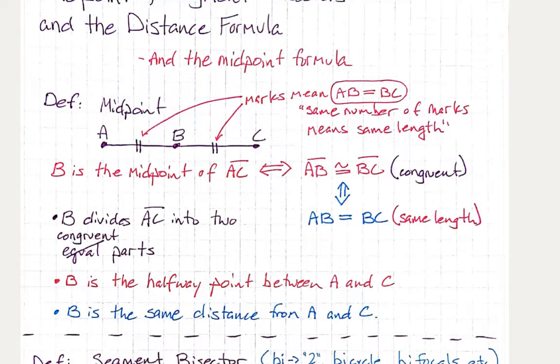The halfway point. And it means that B is the same distance from A and C. So from B to C, B to A, same distance. And the other thing to think about is that anytime you know one of these things about a point, if you know that B is the halfway point, or that B is the same distance from the endpoints, you know that it's the midpoint, because all of these things mean that it's the midpoint. Okay? All right, moving on.